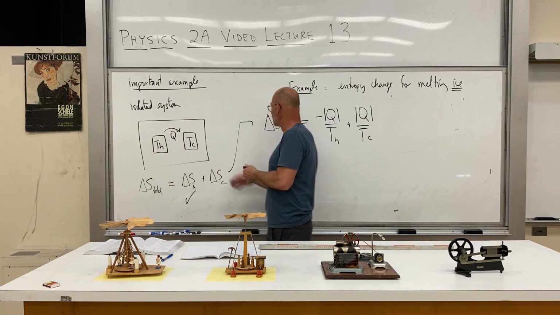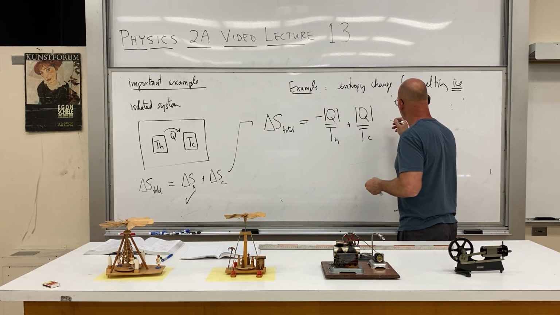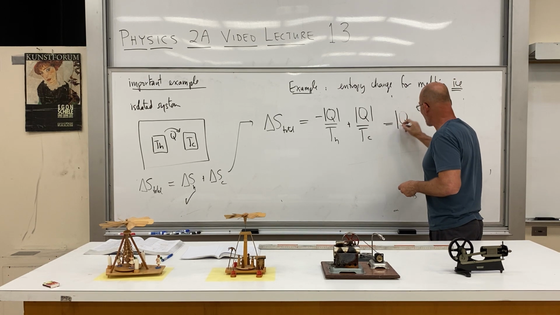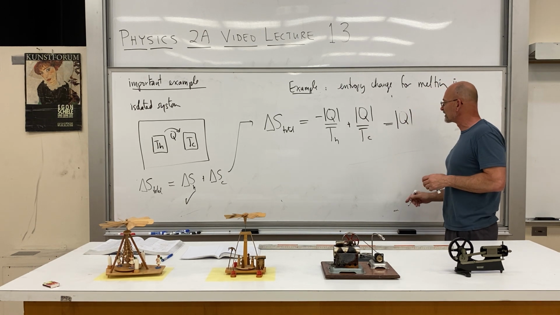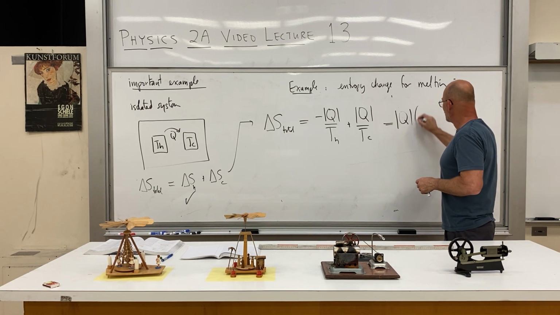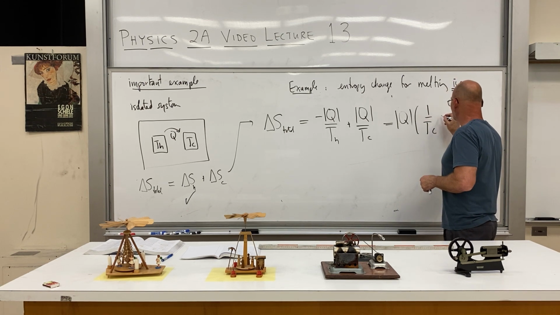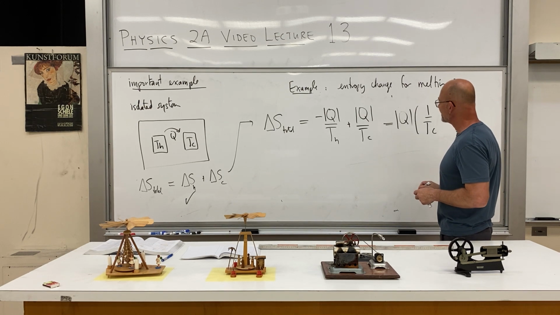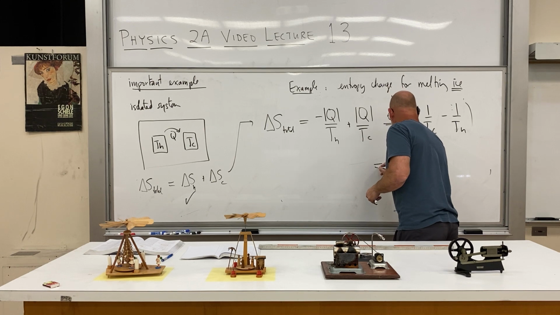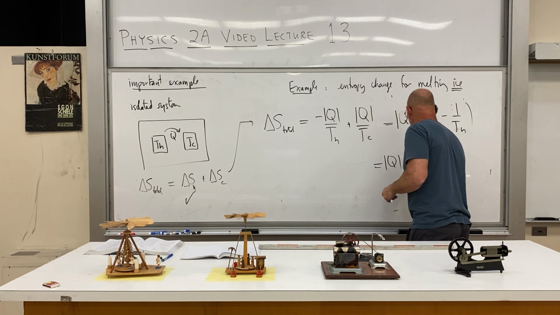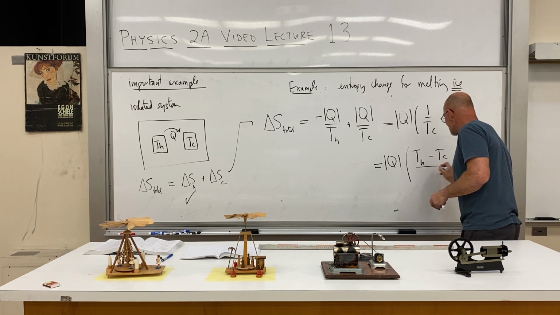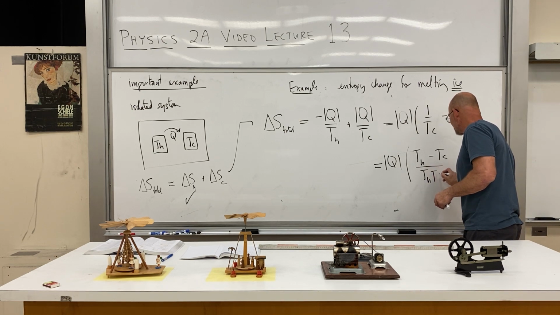Energy flows from hot to cold. Let's go ahead and evaluate this. You see we have a common absolute value of Q, so that's positive, and then we'll have 1 over T_C minus 1 over T_H. We could just leave it at that. Let me just rationalize this. So we will have T_H minus T_C divided by the product T_H T_C.